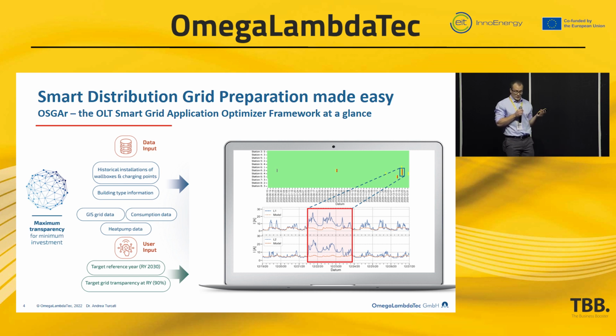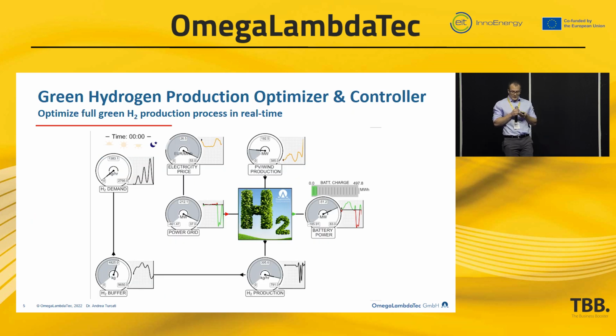We called it OSGAR, that stands for OLT Smart Grid Application Optimizer. And the goal here is to give to the customer the maximum transparency for the minimum investment. We start from data input that is available to the network provider, and we also have some target goals that enter as an input. We implemented a full simulation backend that can simulate the development of the e-mobility, for example, predicting the numbers of charging stations for electric vehicles.